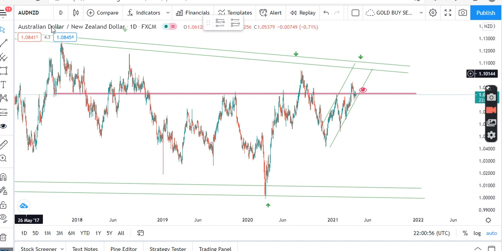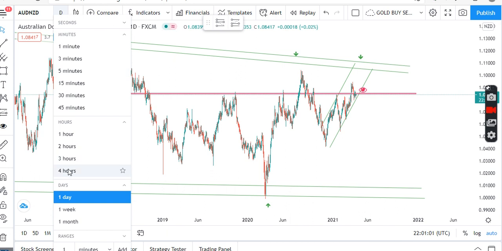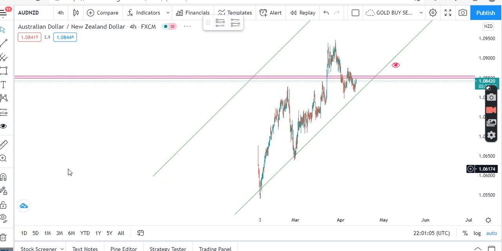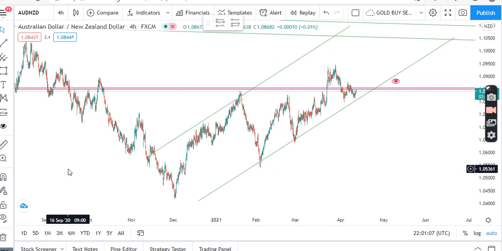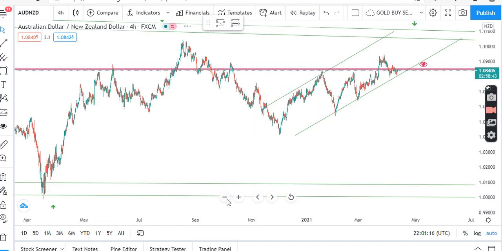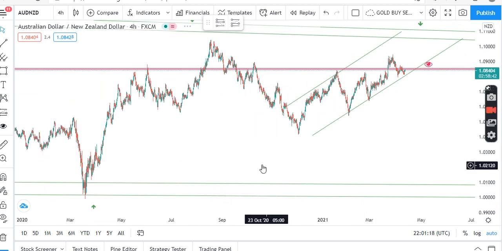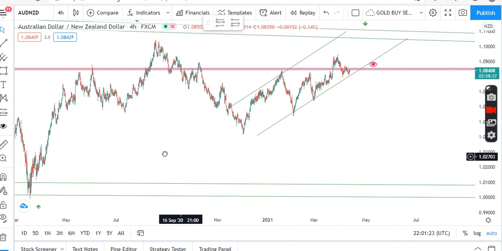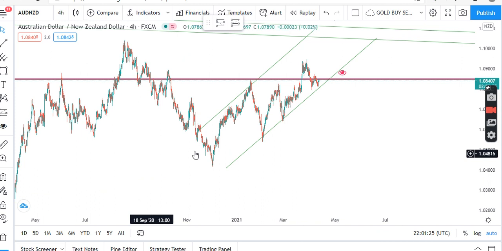So what do we do? We go to the lower time frame. That's what top-down analysis is. You go to the lower time frame, right? Always start from the higher time frame, go to the lower time frame, and you appreciate a lot of things when you do that, right?